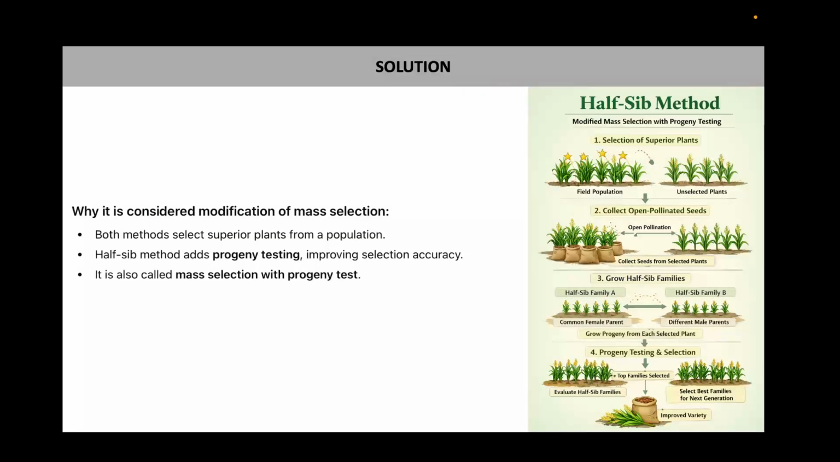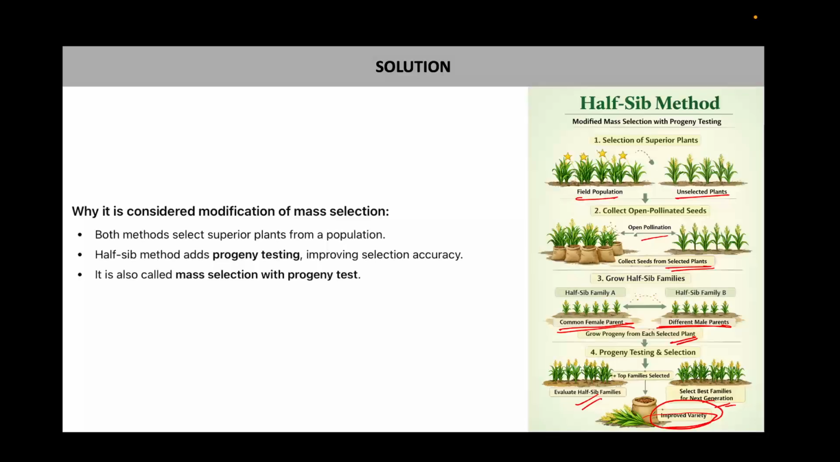Now, this is explained in the simple figure. There is a field population and then there are unselected plants. Now, in case of open population, the seeds are collected from the selected plants. And now, for the selected plants, there will be a common female parent and different male parents are crossed. And this progeny will be grown from each selected parent. Okay. So now the half siblings are evaluated, and then they are selected for the next generation, and that is how an improved variety is generated.